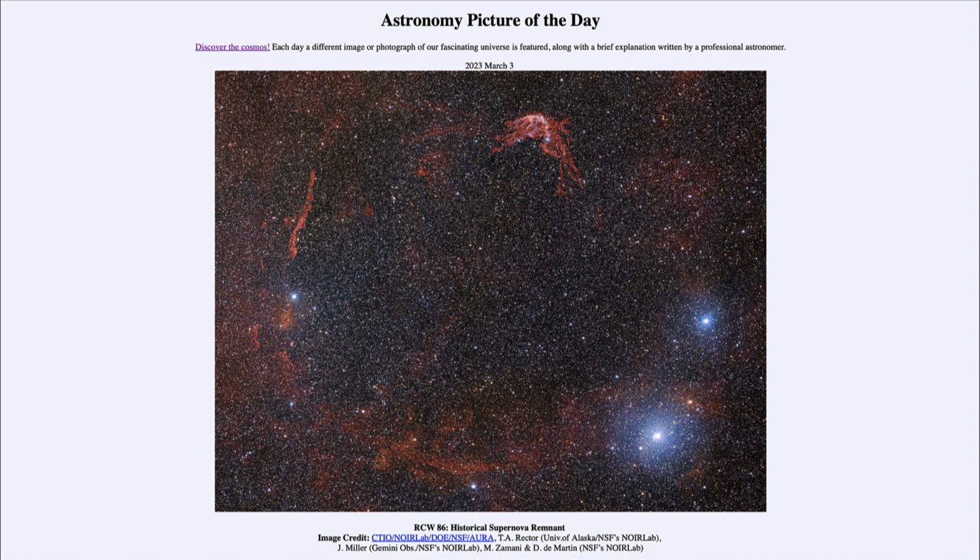So that was our picture of the day for March 3rd of 2023. It was titled RCW 86 Historical Supernova Remnant. We'll be back again tomorrow for the next picture, previewed to be 10 days of Venus and Jupiter. So we'll see what that is about tomorrow.